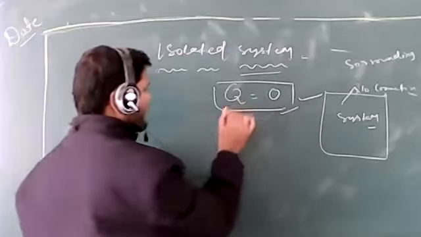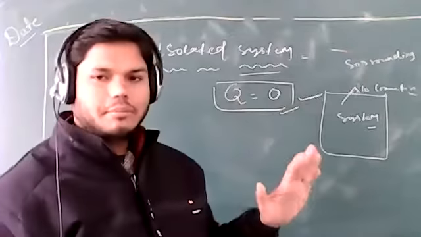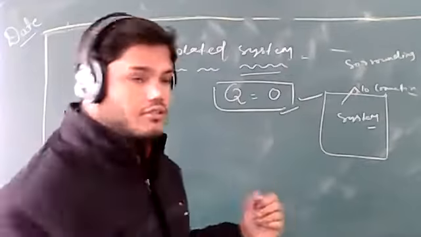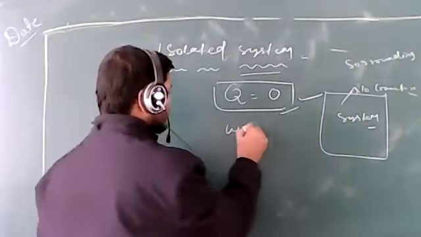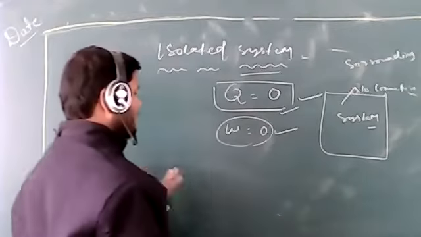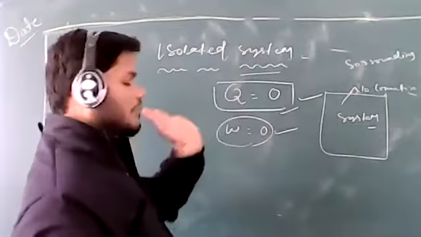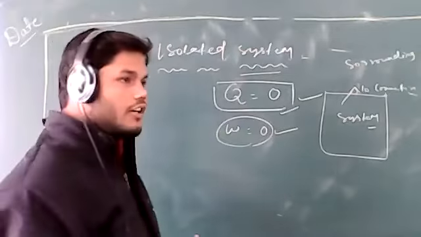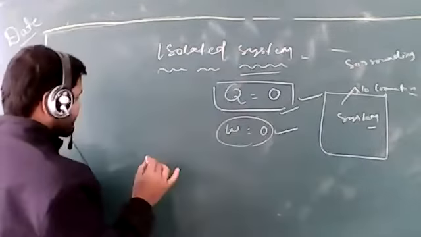So the total amount of heat that we have supplied will be equal to 0. If Q equal to 0, there will also be no work done by the system. That means W equal to 0 also in the particular isolated system. In the isolated system, what will happen? Q equal to 0 as well as W equal to 0.